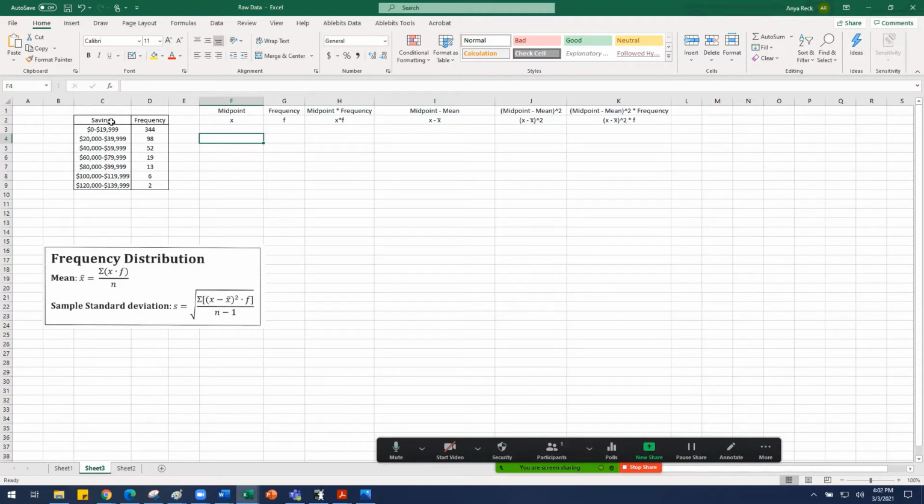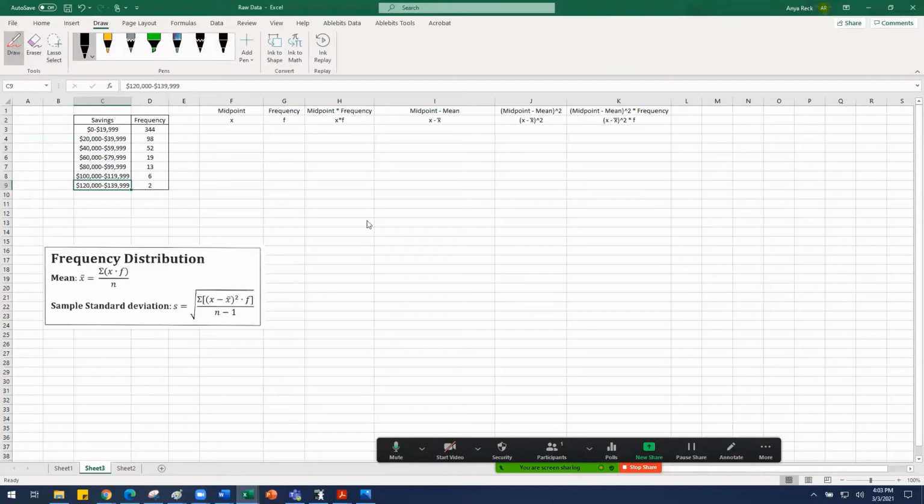We have a column listed as savings and a column listed as frequency. Each of these are called classes. So 0 to 19,999 is called the first class. We have the second class, 20,000 to 39,999. Third class, fourth class, fifth class, sixth class, and seventh class.